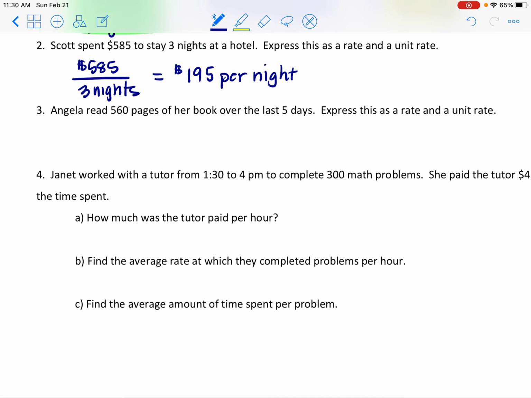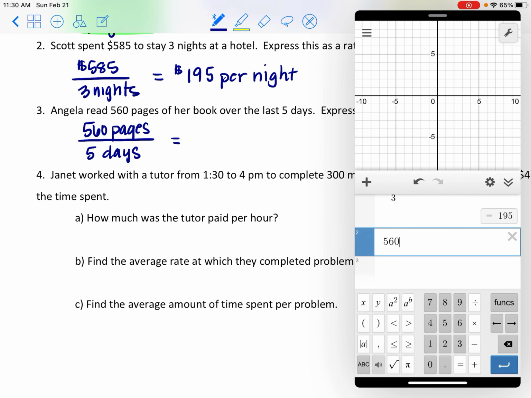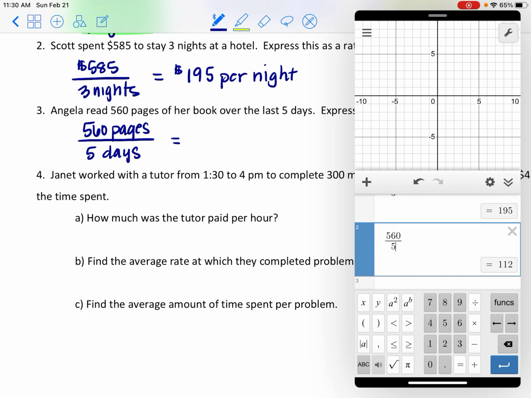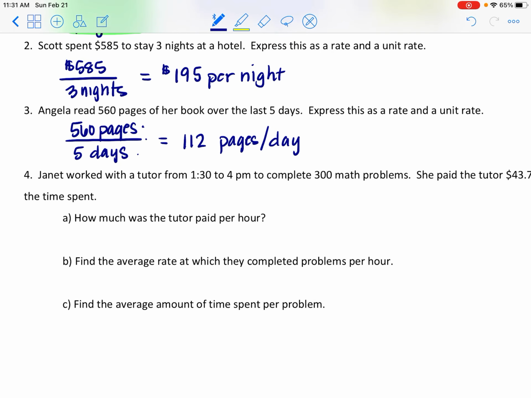All right, Angela read 560 pages of her book over the last 5 days. Express this as a rate and a unit rate. So 560 pages over the last 5 days. That is a rate, and if we divide 560 by 5, that's going to be an average of 112 pages per day. Pages per day. Okay, not so bad, hopefully.